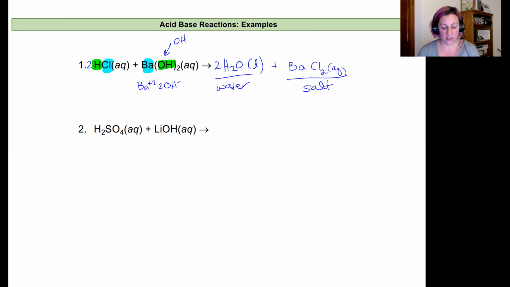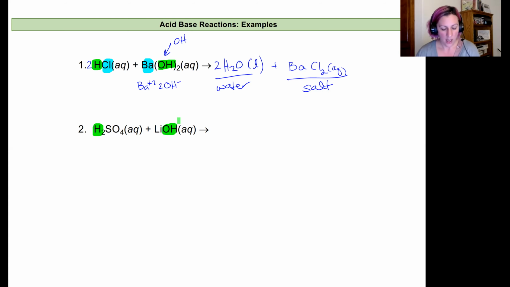We have sulfuric acid and lithium hydroxide. So looking at my acid, I have this H here in front. That's going to be my acidic hydrogen. And my lithium hydroxide has this OH right here. Those are going to be my components for forming water. Now, in this case, the sulfuric acid has 2 acidic hydrogens that I can use. So that might form 2 products, or it might just form 1.